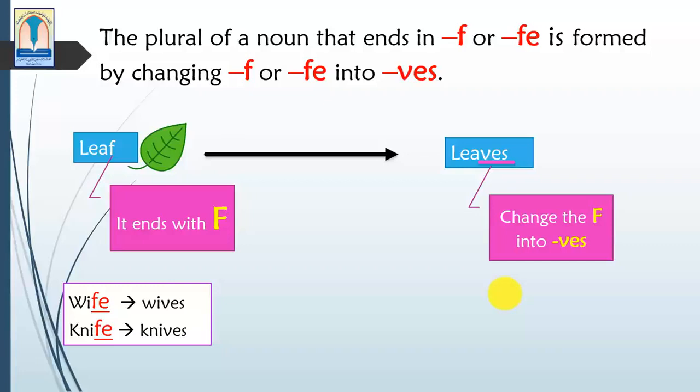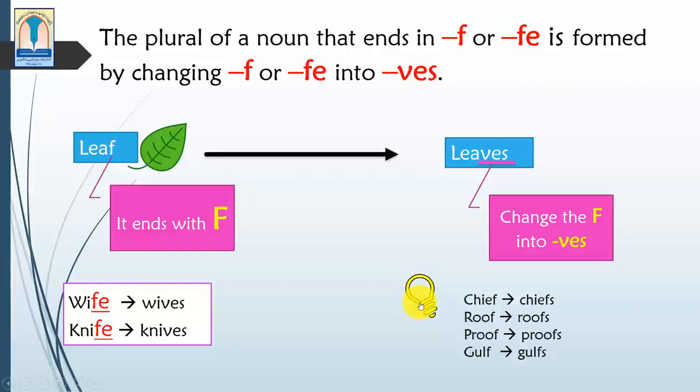But is that all? No. Over here is a reminder. Let's see what's special about the English language. There are many words that end with F, but we do not have to change this F into V. We have to memorize them to know that these are exceptions, like chief, chiefs, roof, roofs, proof, proofs, golf, golfs.